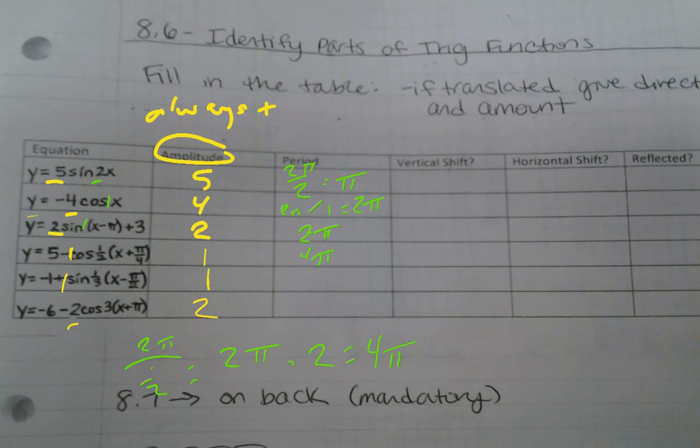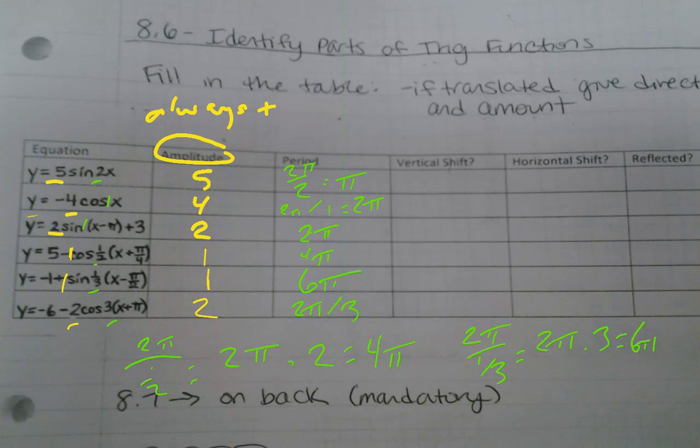The next one I have 1/3. So I need to do 2 pi over 1/3, which is 2 pi times the reciprocal of 1/3, which is 3. So that gives me a period of 6 pi. And the last one, I have a coefficient of 3. So it's just going to be 2 pi over 3. I can't simplify that at all.